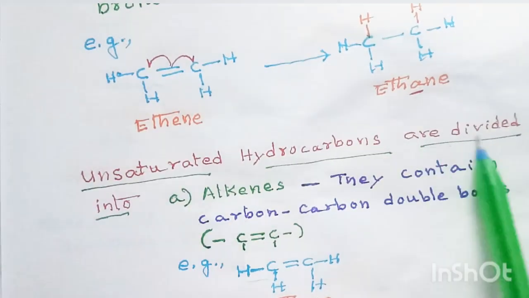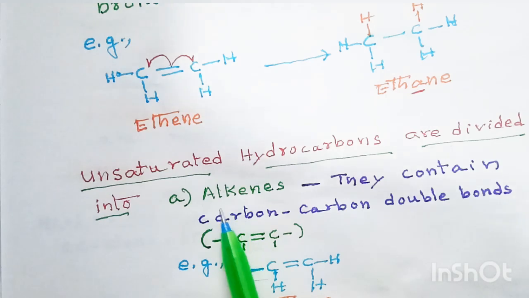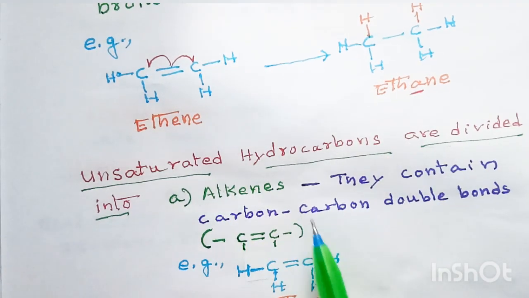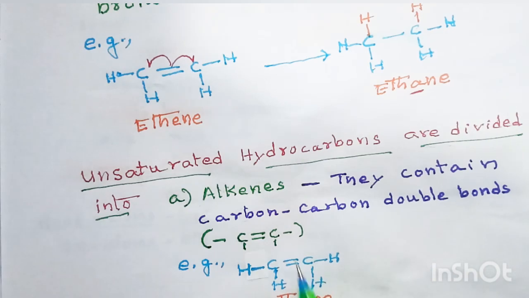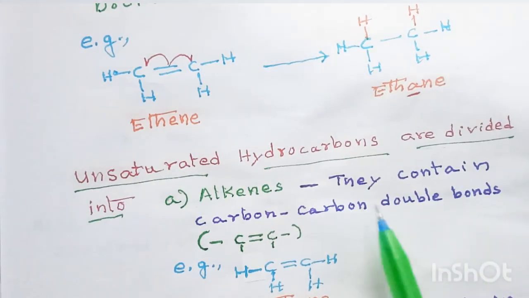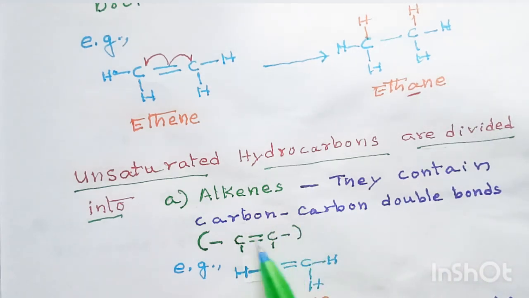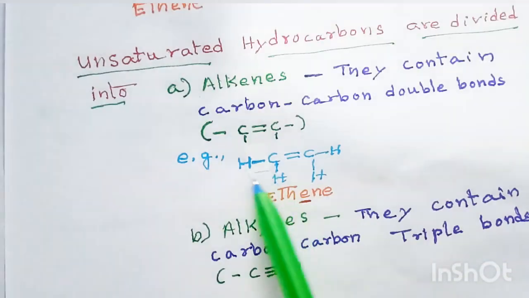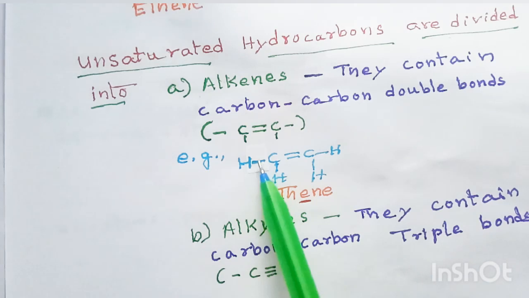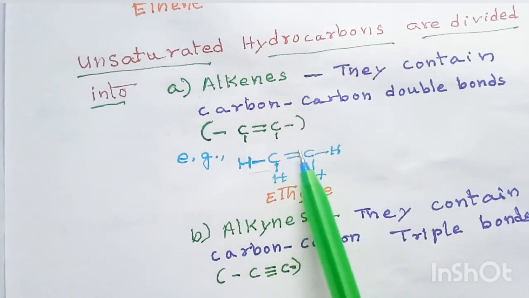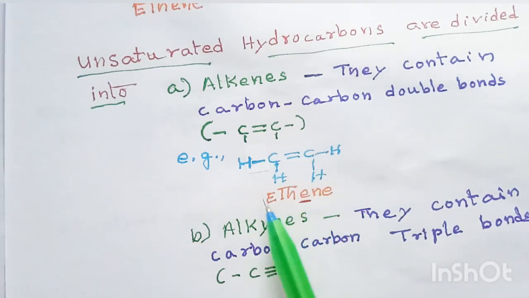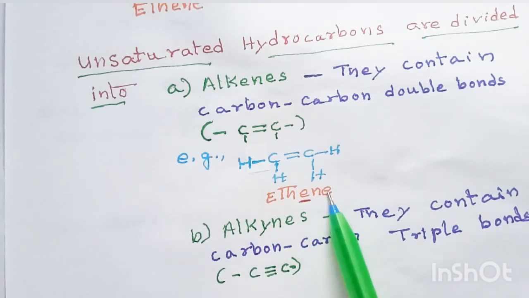Unsaturated hydrocarbons are divided into alkenes and alkynes. Alkenes contain carbon-carbon double bonds. That is, an alkene will contain at least one double bond between carbon-carbon atoms. Example is ethene. We have just seen ethene. CH2 double bond CH2 is ethene. Ene means double bond.